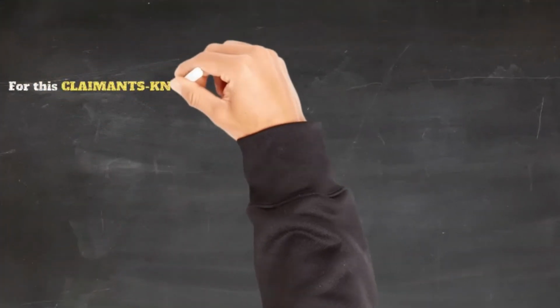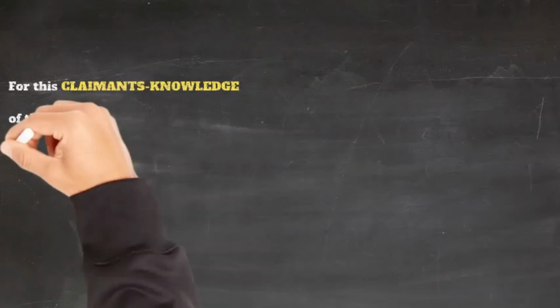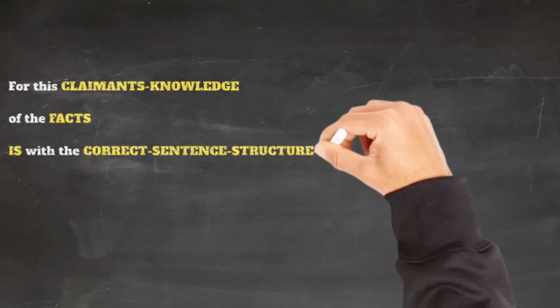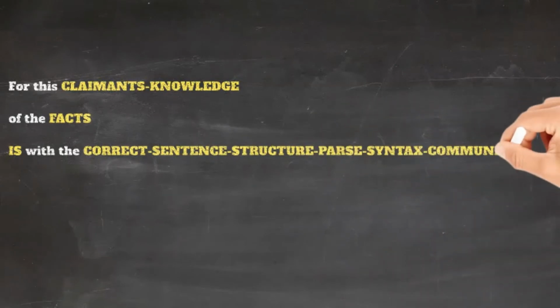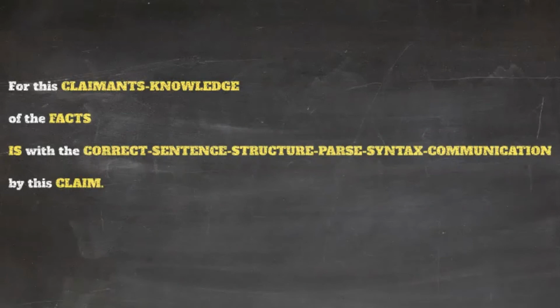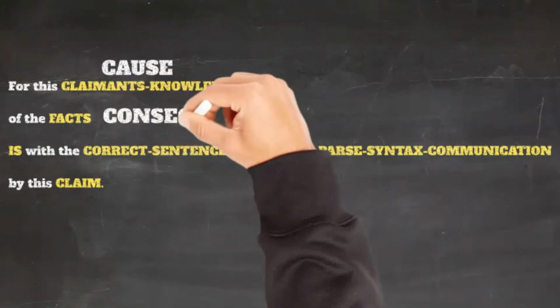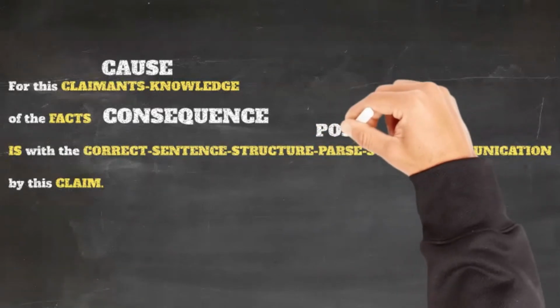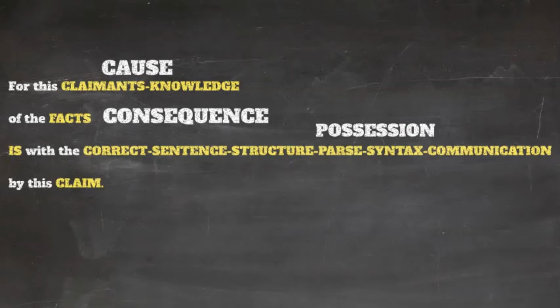Okay, let me give you another example of a correct sentence structure. For this claimant's knowledge of the facts is with the correct sentence structure pass a syntax communication by this claim. The claimant's knowledge is the cause. The facts are the consequence. The correct sentence structure pass a syntax communication is the possession. The claim is authority. The claim will always be the authority.